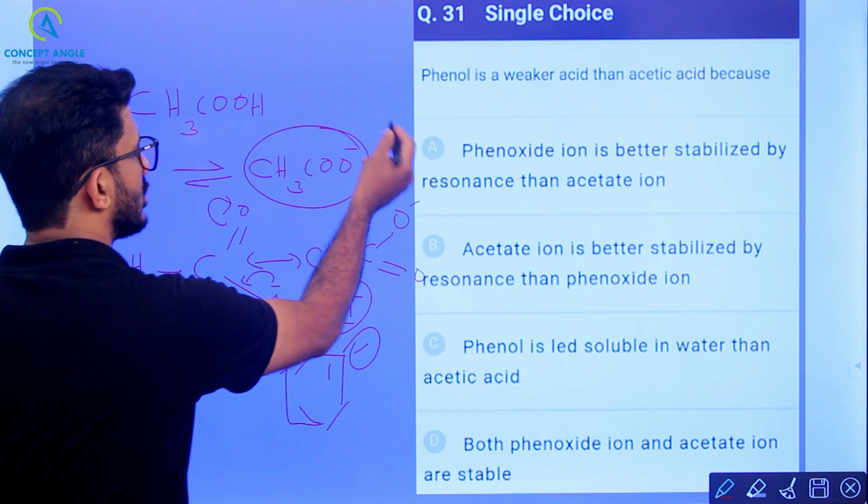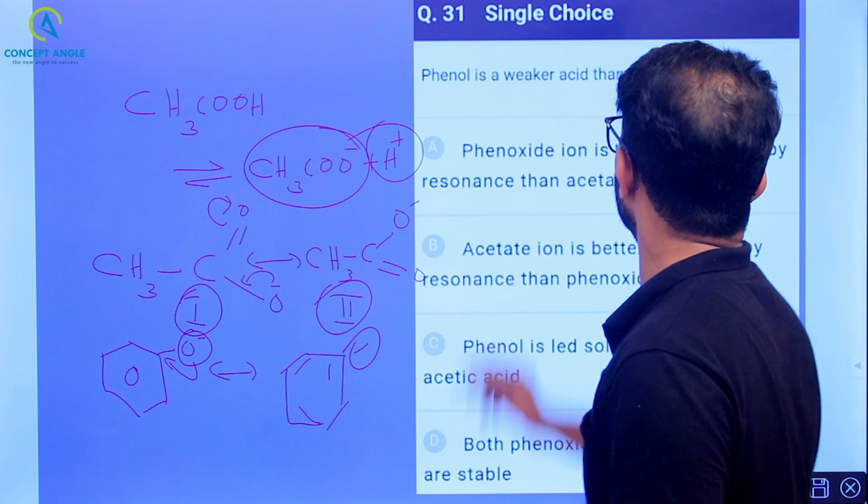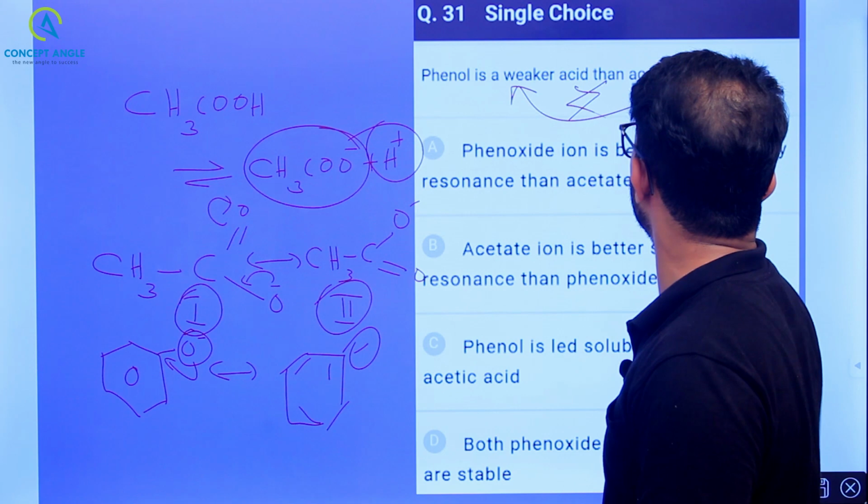When an H plus ion is formed, we can call that acidic. So phenol is a weaker acid than acetic acid, or acetic acid is a stronger acid than phenol. Why? Because phenoxide ion is better stabilized by resonance.